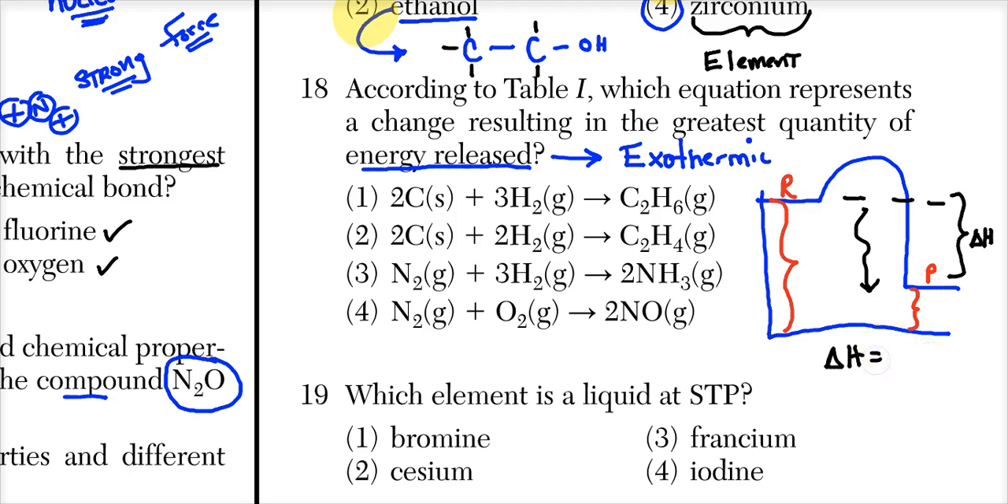So by them saying the greatest amount of energy released, obviously energy has to be released as I go from high to low, I'm looking for the largest negative number. Since I don't see any delta H's given to me, I'm going to have to look at these four reactions up on table I, and see which one has the greatest negative delta H. So let's go to table I.